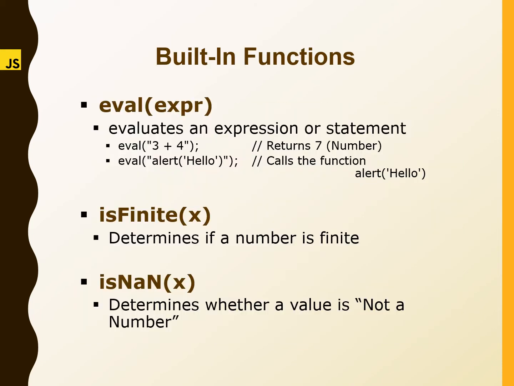Now we can see some of the built-in functions that are available in JavaScript. The first function is the eval function. The eval function always takes an expression as the parameter. It is used for evaluating an expression or a statement. Here an example is eval of 3 plus 4. Eval of 3 plus 4 indicates that it is trying to evaluate the expression enclosed in the parentheses. So 3 is added to 4, and it will return the number value 7.